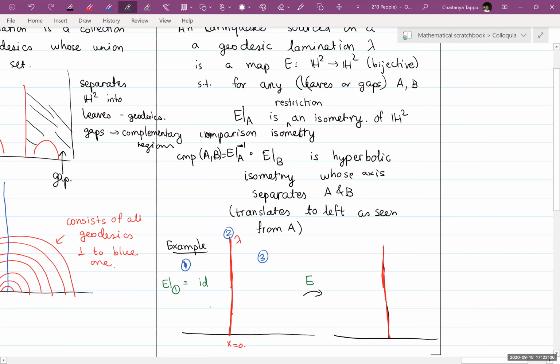In the complementary region 2, you can take the earthquake map to be something like 2x comma 2y. So that's a hyperbolic isometry. That's the restriction of a hyperbolic isometry on this lamination. And the stuff on, say, the third side is 4x comma 4y. Okay.